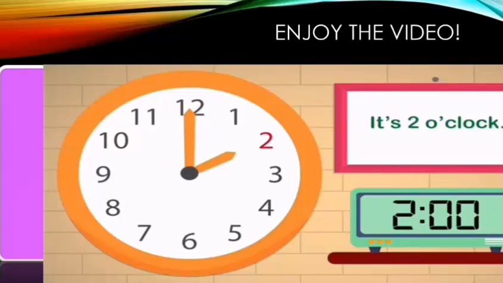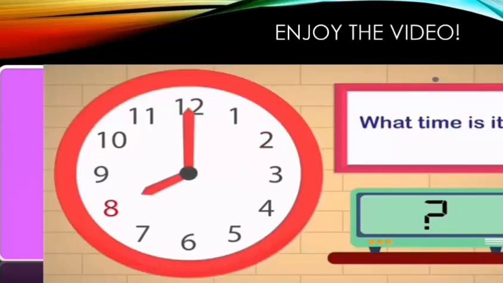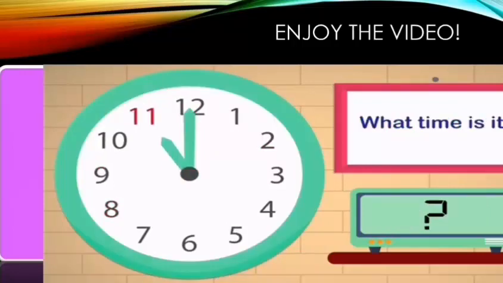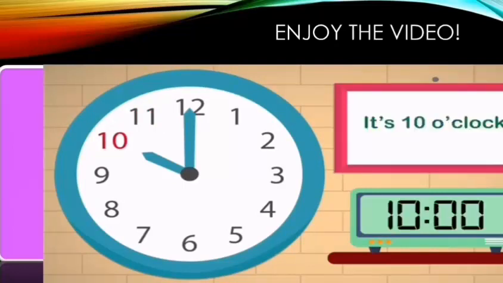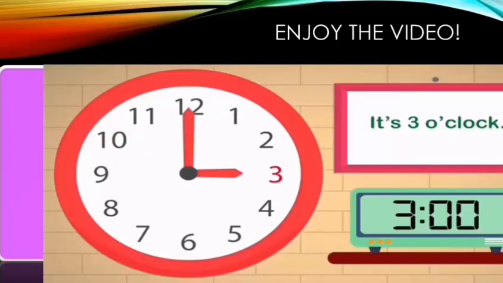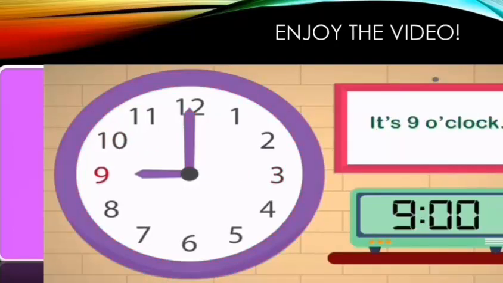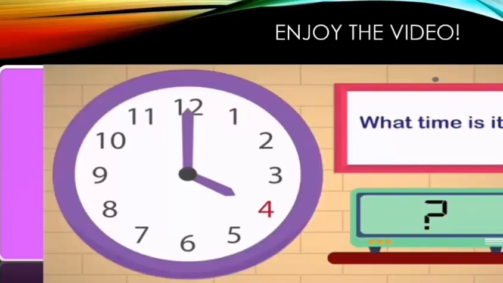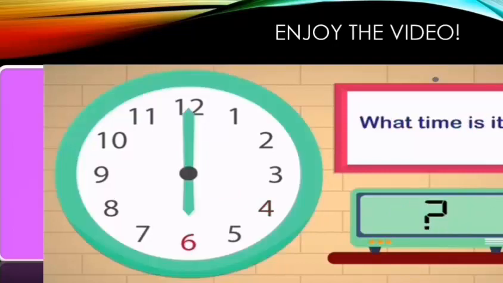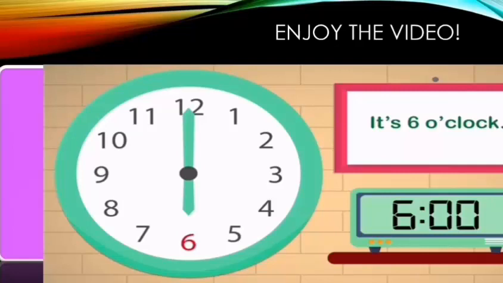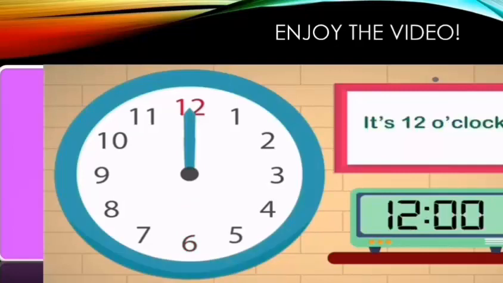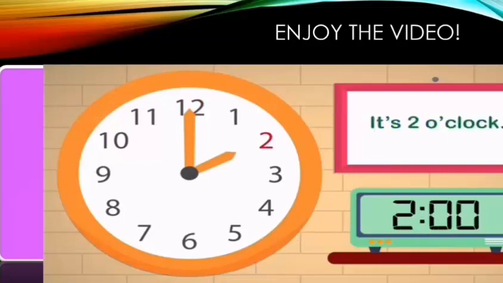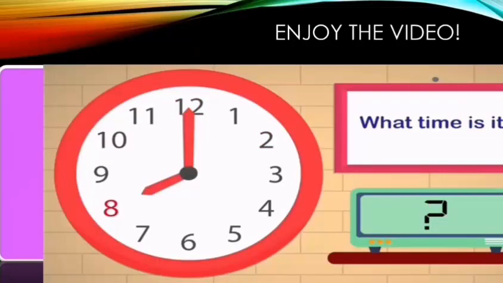What time is it? It's 2 o'clock. It's 8 o'clock. It's 11 o'clock. It's 10 o'clock. It's 3 o'clock. It's 9 o'clock. It's 7 o'clock. It's 1 o'clock. It's 4 o'clock. It's 6 o'clock. It's 12 o'clock. It's 2 o'clock. It's 8 o'clock.